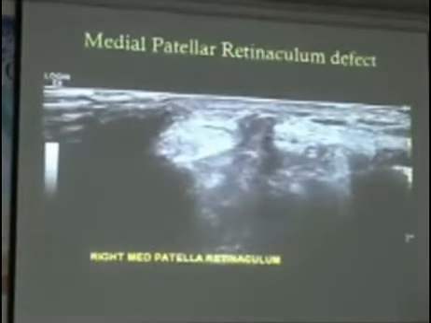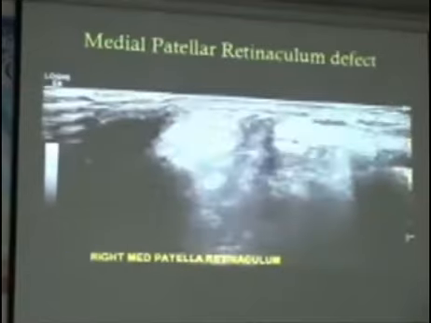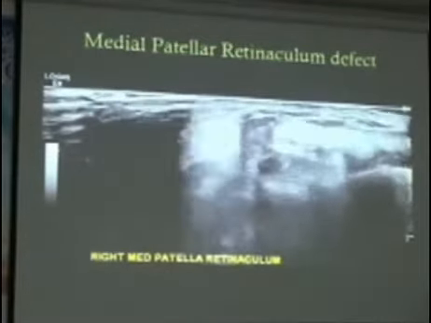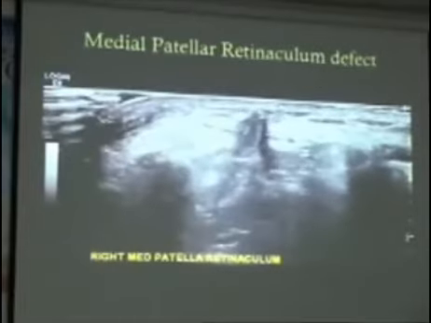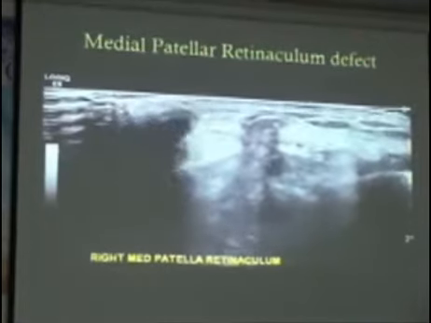This was another patient who presented once again with a focal lump and pain on the medial patellar retinaculum. And you can see here that there's a hypoechoic defect. So the retinaculum goes across the top here, and there's a defect here. And just with probe movement, I was able to push this in and out. So what this is, it's actually a defect in the medial retinaculum with herniation of Hoffa's fat pad up in through that hernia.